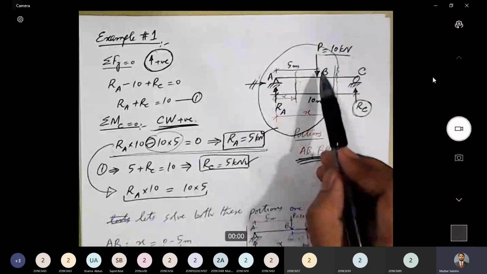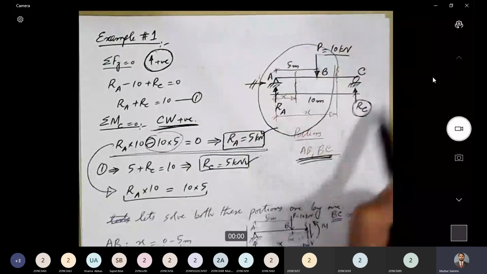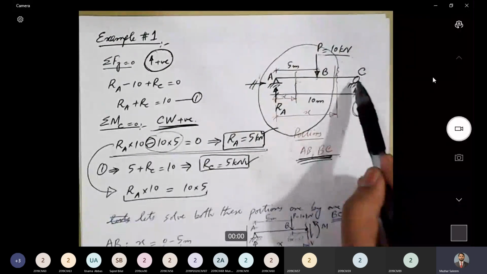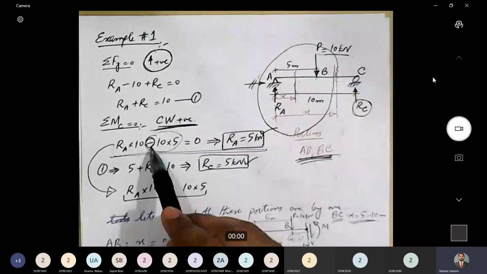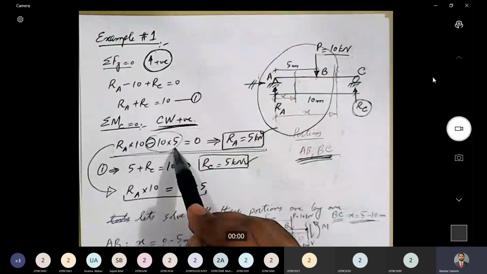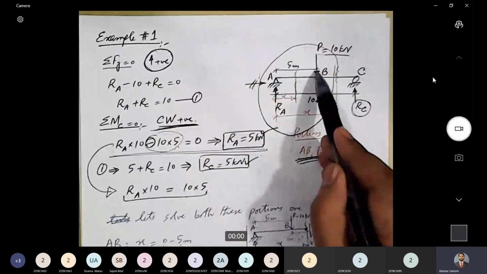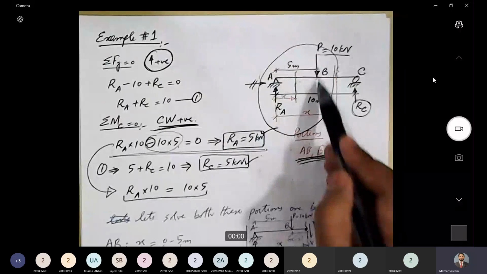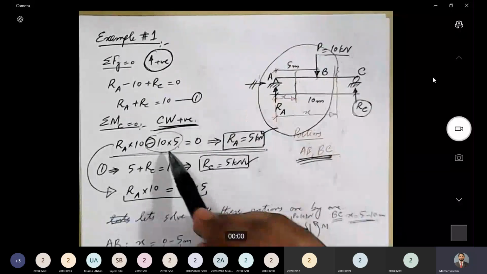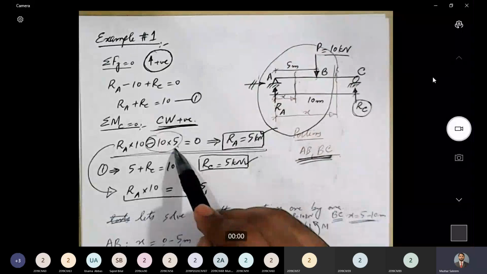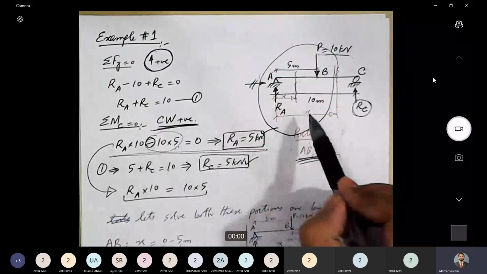Then this 10 kilonewton force is producing moment in counterclockwise direction about point C. So it should be taken as negative. 10 into 5. 5 is the lever arm, the perpendicular distance between load P and point C. So 10 into 5. Is there any other force present in the system?